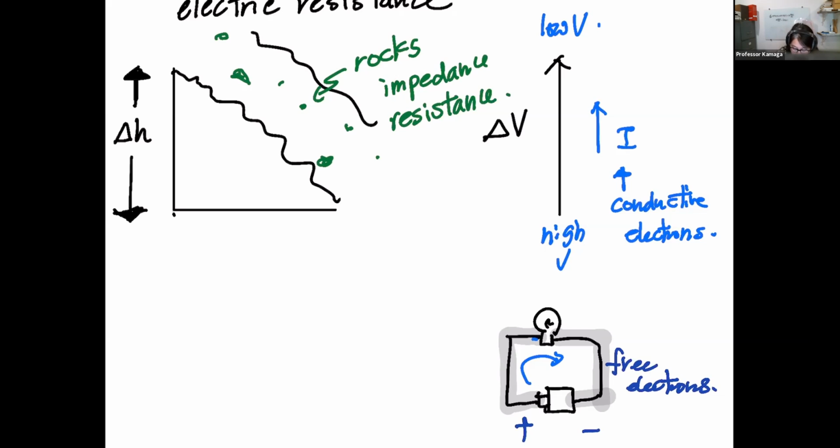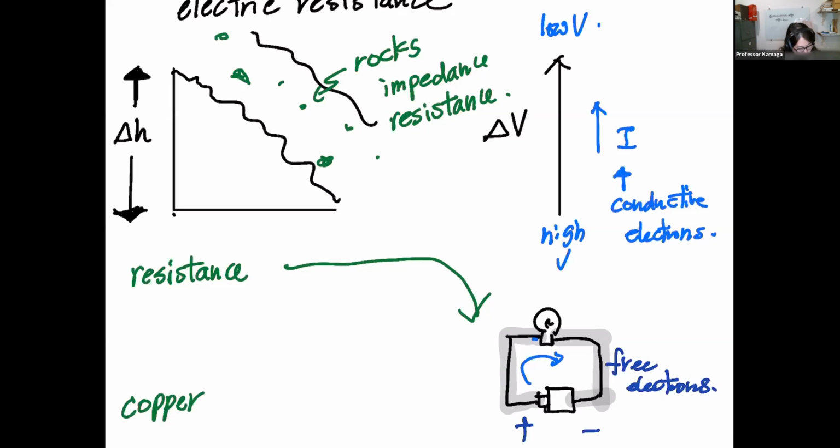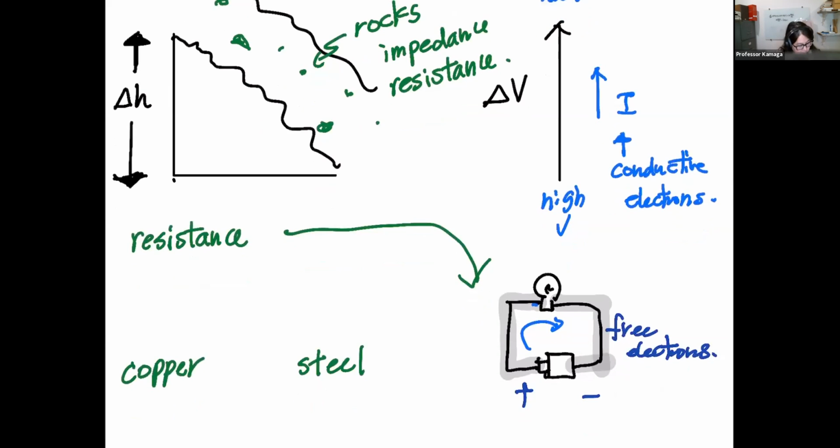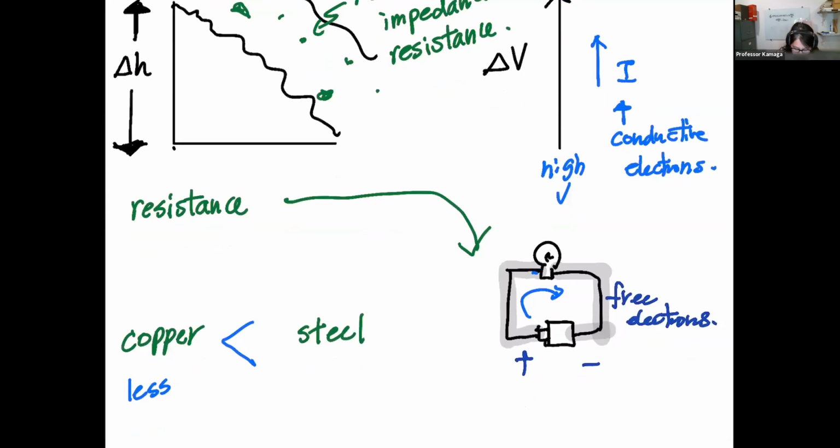This resistance is there even in a conductive material, like a copper wire, for example, compared to steel. They're both conductors, but they're not perfect conductors. They're going to have some impedance in them. For example, steel has more resistance. The copper has less resistance.